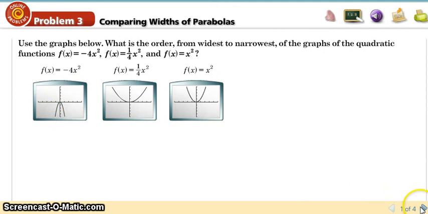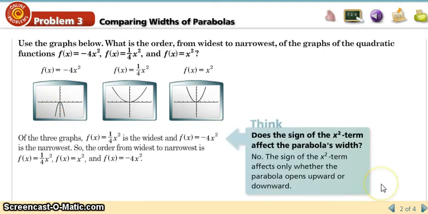So to put these in order from the widest to the narrowest graph, you're just going to look at what the coefficients of x squared does. Now, this is a good question that you need to answer. Does the sign of x squared, so positive or negative, does that sign affect the parabola's width? It doesn't. It does not affect the width, okay? This was a positive, this was a negative, but the only thing that the positive and negatives are doing is flipping your graph, okay? Positive 1/4, positive 1.